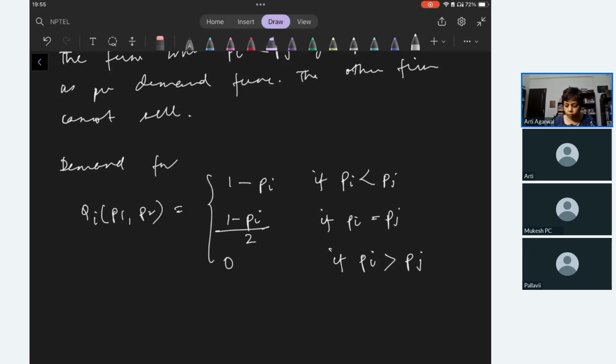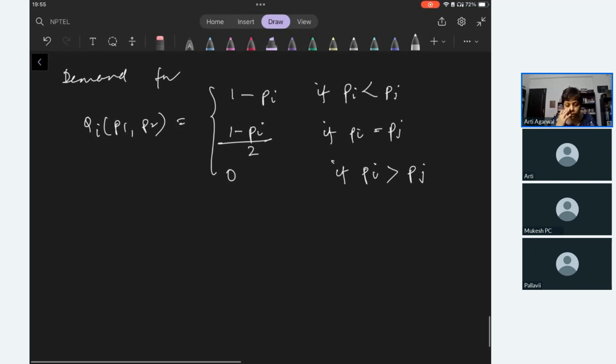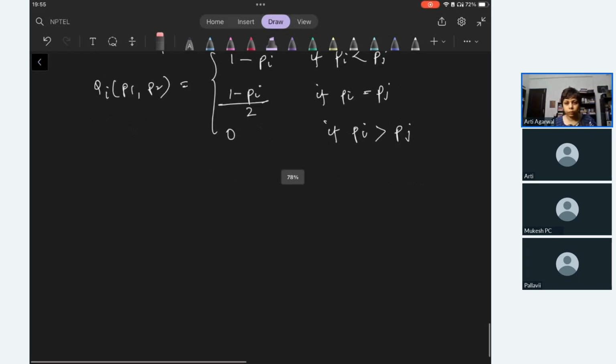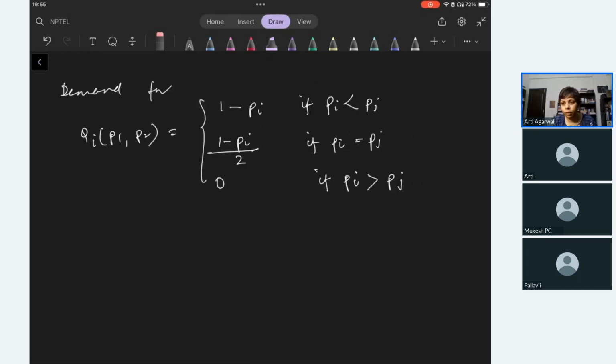Now, I was looking for some proper question, but because we are taking the function as 1 minus Pi, P will have to be a continuous value. But suppose we take some discrete value. If it is some discrete value, the question becomes very different. I'm just thinking of what type of a question to take. This is a very general question.